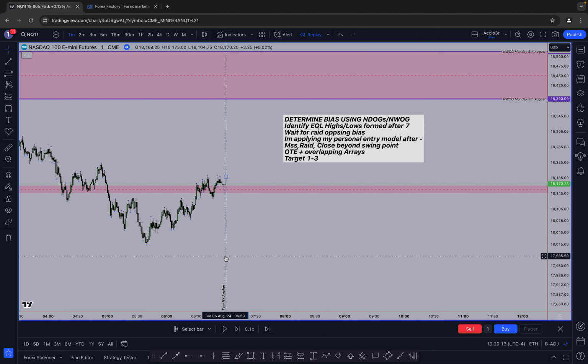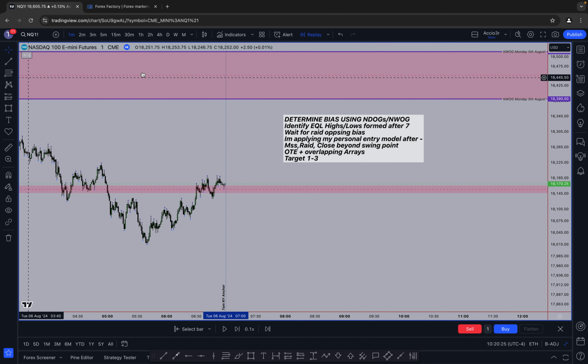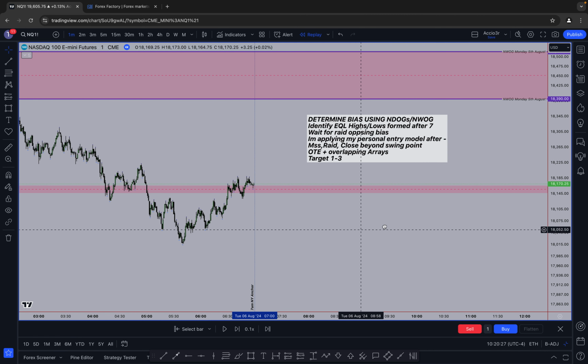I'll be beginning my backtesting session from Tuesday the 6th of August because I can only get so many new day, new week opening gaps on the 1 minute time frame using the indicator that I'm using with the TradingView subscription that I've got.